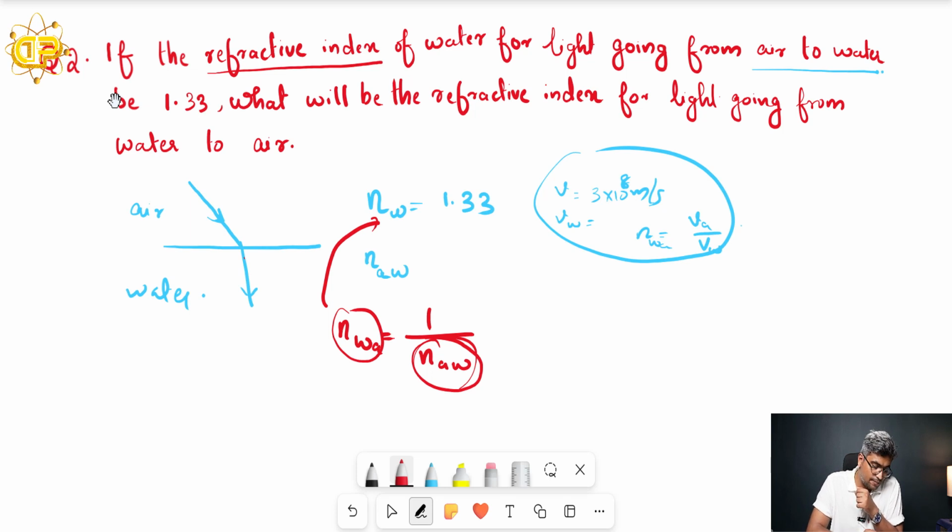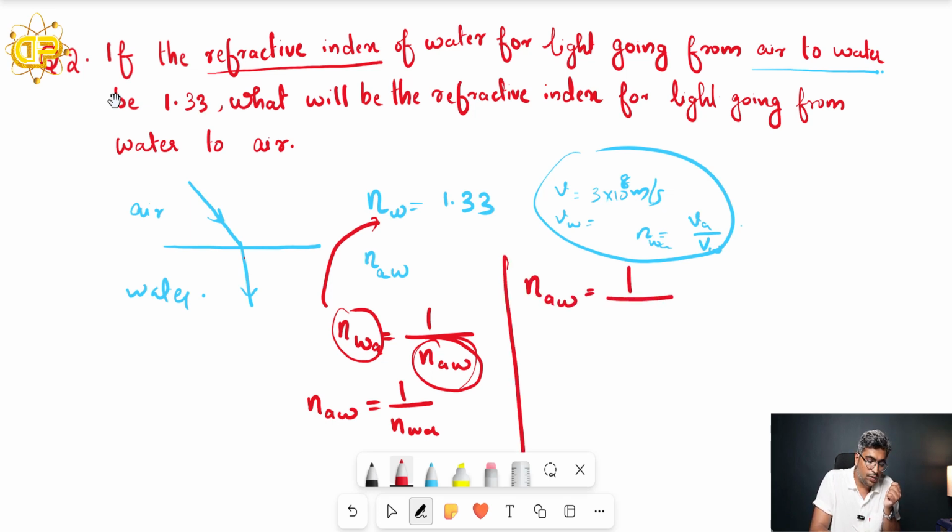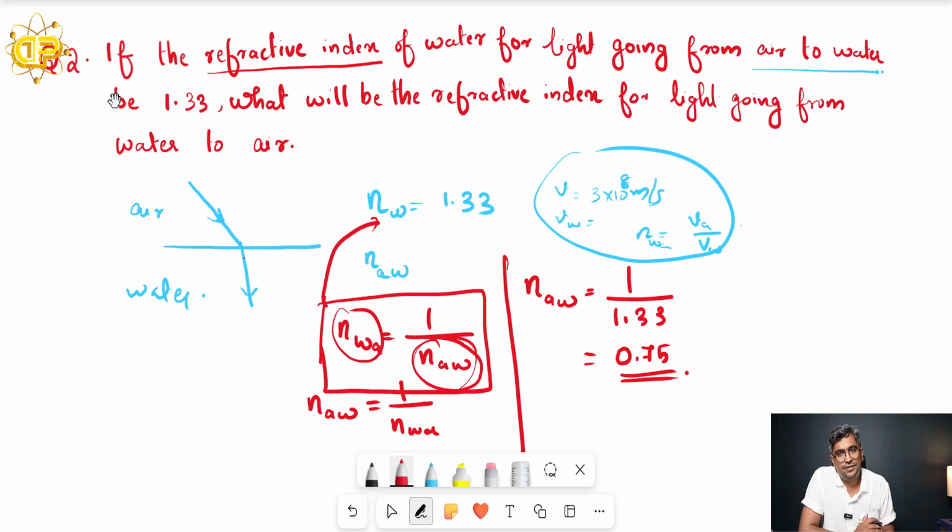So from there you will get NAW, that is, once the light moves from water to air, what is the refractive index? NAW will be equal to 1 by NWA, and NWA is given, so NAW is equal to 1 by 1.33, and you will get the approximate value, that is 0.75. This will be the approximate value you are going to get. Okay, so simple equation. Once you know this equation, then everything is easy.